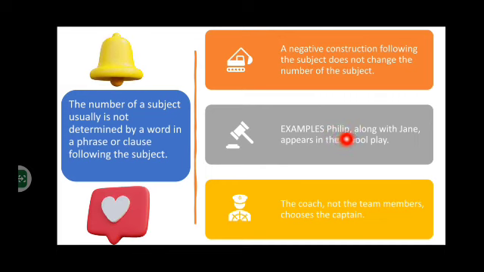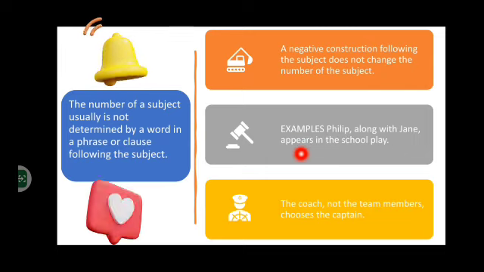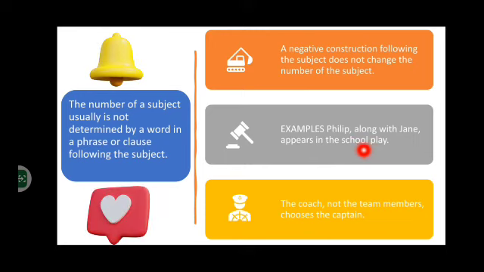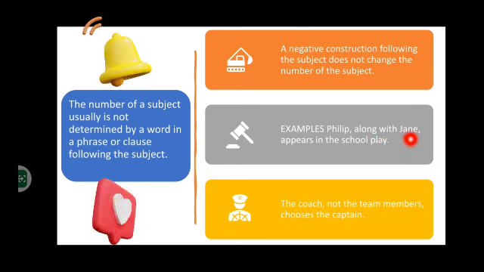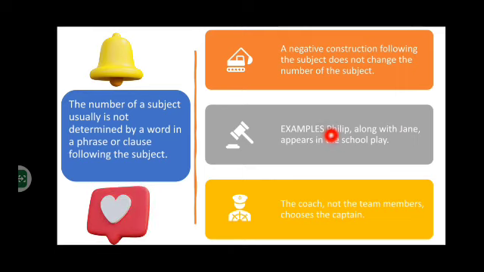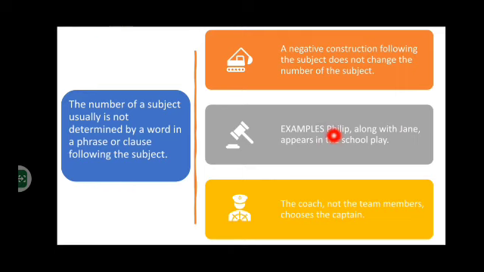Philip is a singular subject. So we will use a singular verb. You can see here that Philip along with Jane appears in the school play. You can't say that Philip along with Jane appear in the school play. Our concern is not with Jane. Our concern is with Philip. So a subject is not determined by what comes after the subject. Okay, there may be another noun. So this noun will not make this subject plural, right? It will not change the number of this subject.